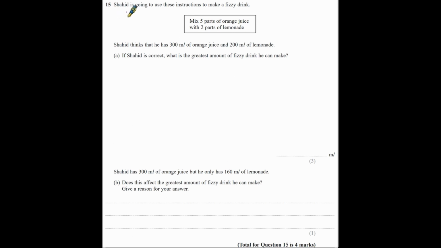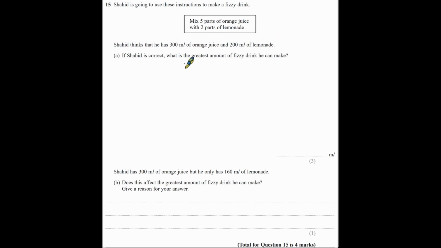Question 15. Shahid is going to use these instructions to make a fizzy drink, and he's been told to mix 5 parts of orange juice with 2 parts of lemonade. So it's a ratio question. Shahid thinks that he has 300 ml of orange juice and 200 ml of lemonade. If he's correct, we're being asked what's the greatest amount of fizzy drink he can make.